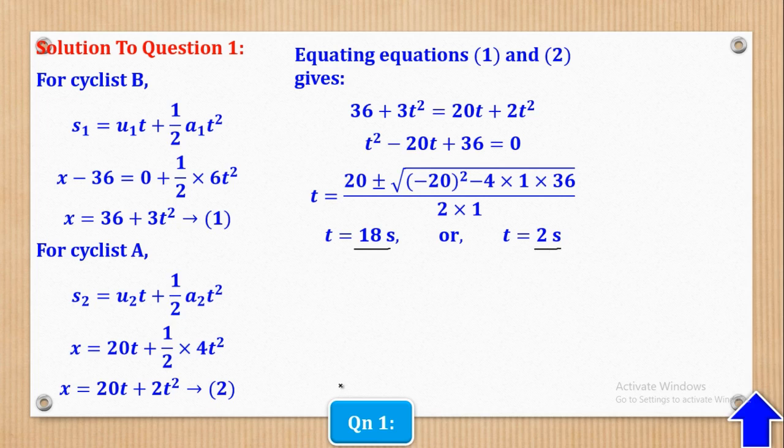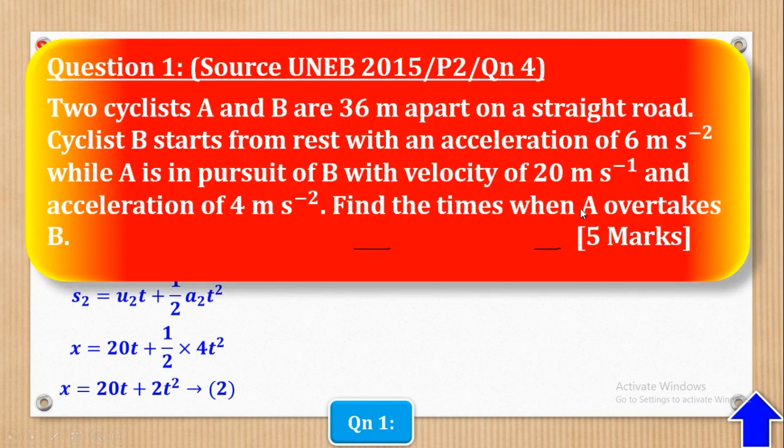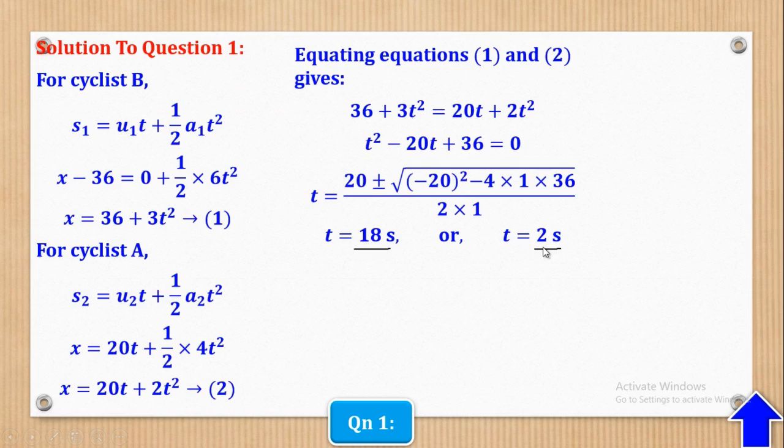So remember in the question they asked for the 2 times when A overtakes B. The first will be when t is equal to 2, after 2 seconds, and another one will be after 18 seconds. So basically that's what they wanted, and now let's see how marks can be awarded.